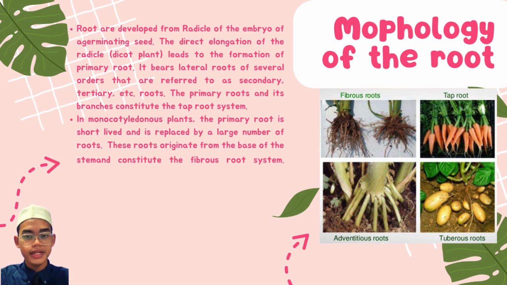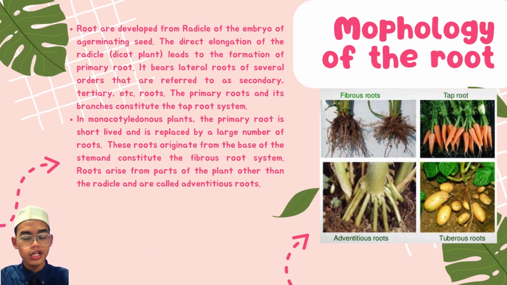Morphology of the root explanation. First, roots are developed from the radicle of the embryo of a germinating seed. The direct elongation of the radicle, in dicot plants, leads to the formation of the primary root. It bears lateral roots of several orders that are referred to as secondary, tertiary, etc. roots. The primary root and its branches constitute the tap root system.